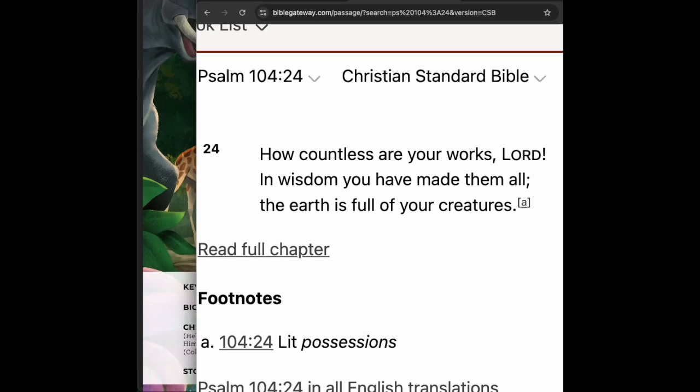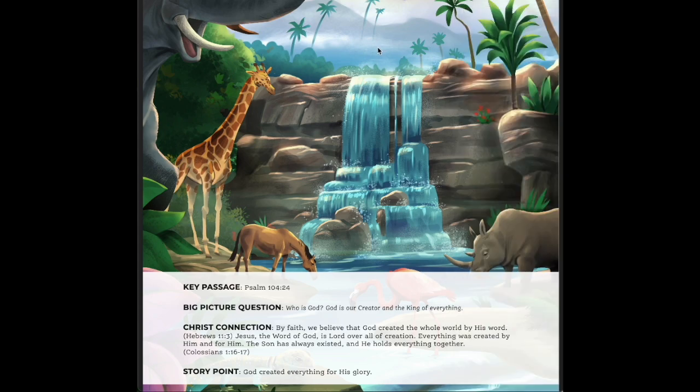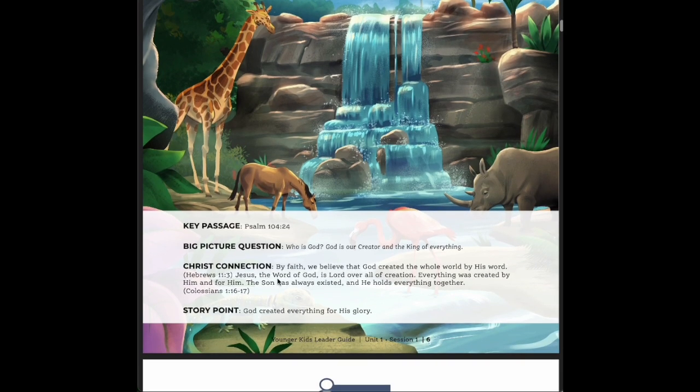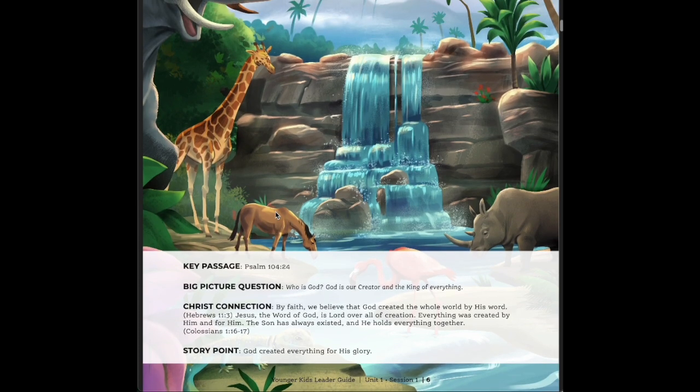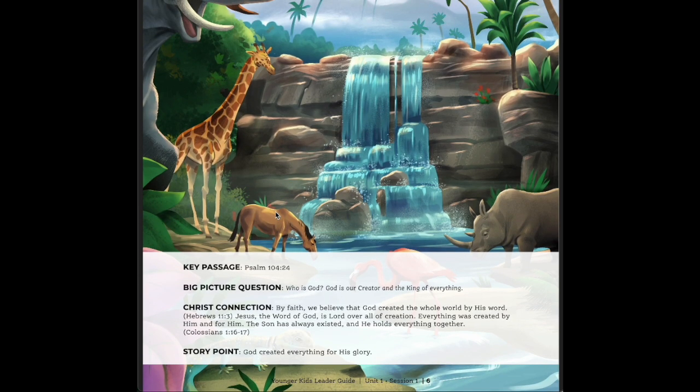And so obviously, our first lesson is about creation. And the big picture question will be related to it. The big picture question is like the catechism that we did last year. And it has a question and an answer. And it teaches the children the key doctrines and facts, truths about the Bible through a question and answer. And this week it's Who is God? And they should be able to answer, God is our creator and king of everything.